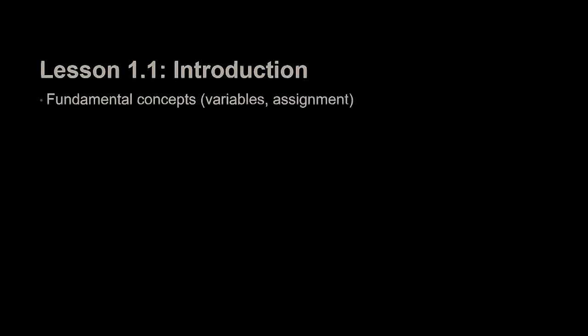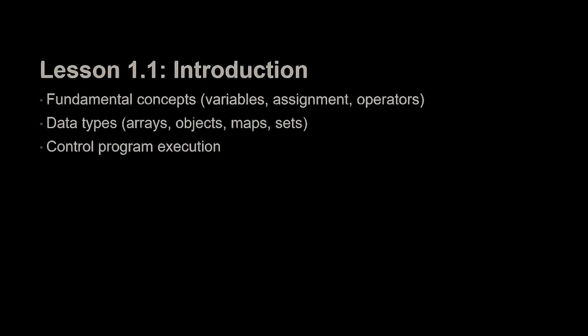Variables are declared and assigned, and the different data types and operators in the second section. In section 3, we'll focus on data structures and look at arrays, objects, maps and sets. In section 4, we'll see how we can control program execution and take a look at the conditional logic involving if, switch and ternary statements. We'll also cover loops and iterators here.